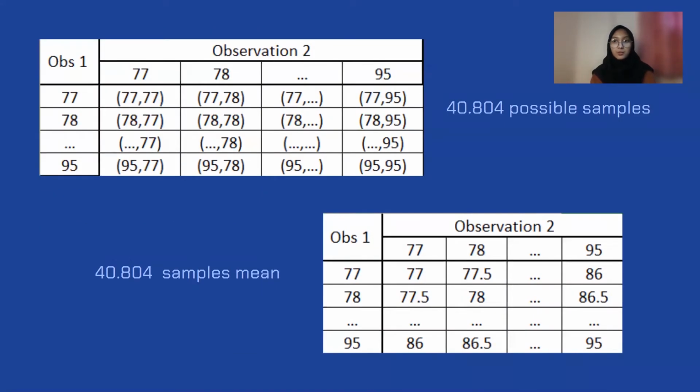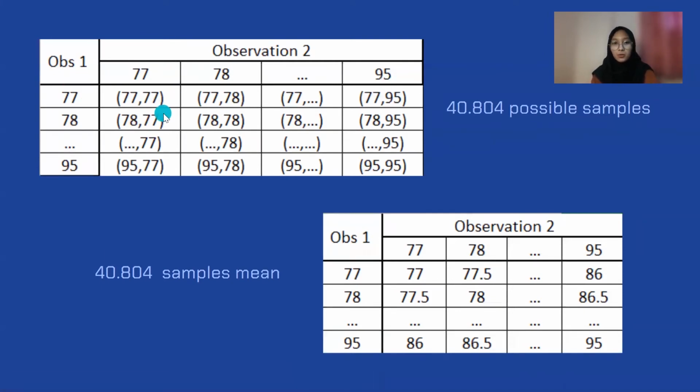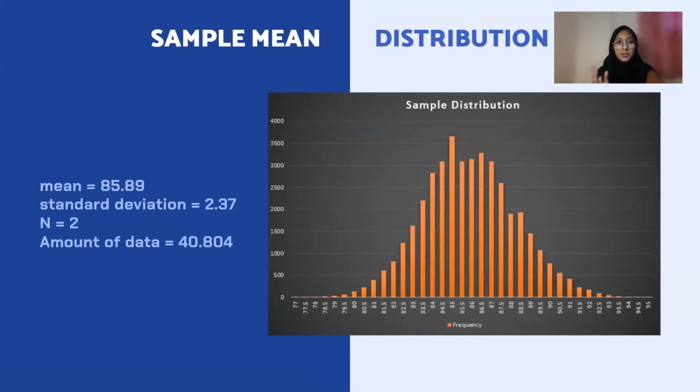From the 202 population, two representatives, observation 1 and observation 2, were chosen with replacement, and we found 40,804 possible samples. From each sample, we find the average or the mean. So there are 40,804 sample means here. From the table, we made this graph and calculated its average. The average of the sample means is 85.89, which is the same as the average of the population.